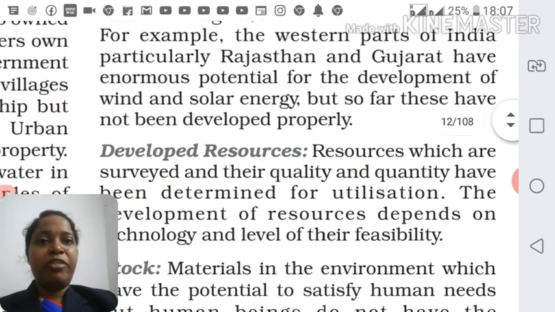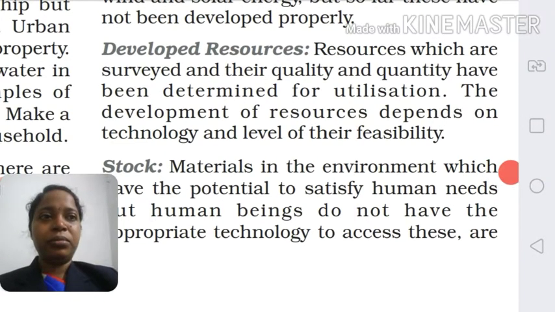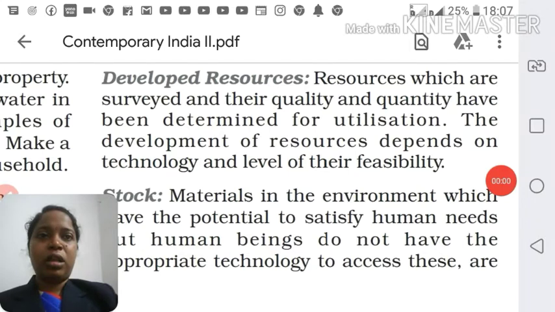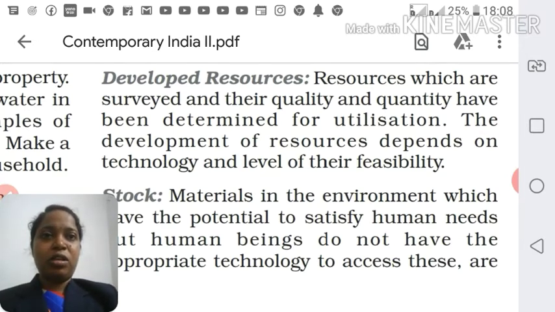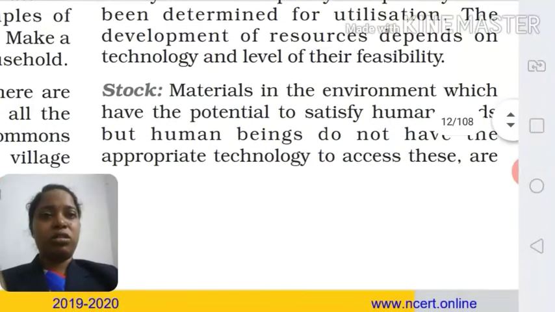Now we will go for the developed resources. Developed resources are resources which are surveyed and their quality and quantity have been determined for utilization. The development of resources depends on technology and levels of their feasibility. So due to that quantity and quality, the developed resources are being utilized.